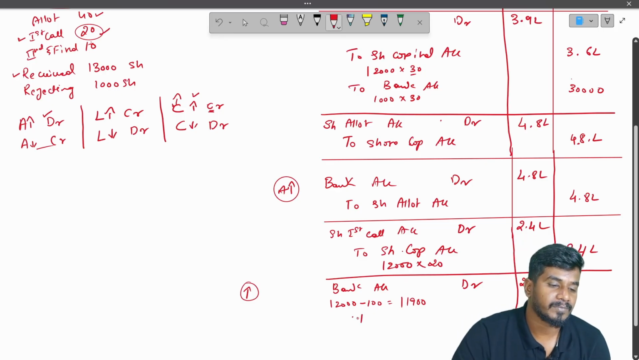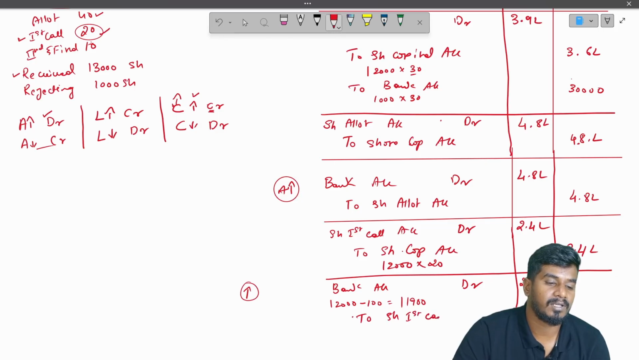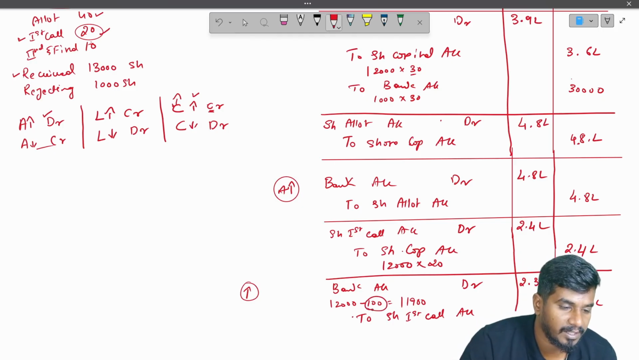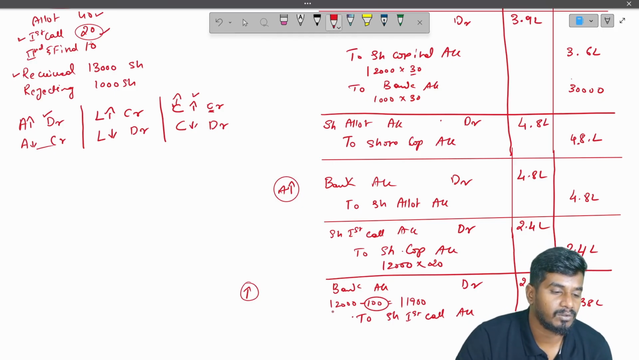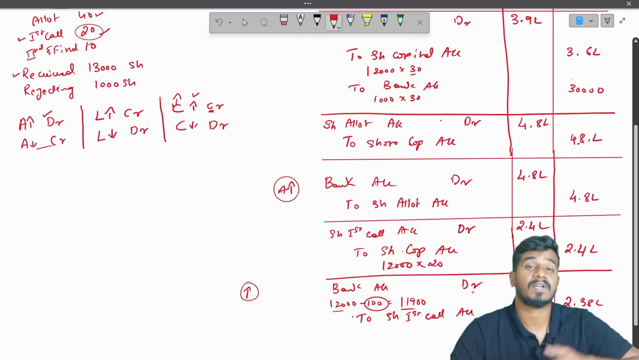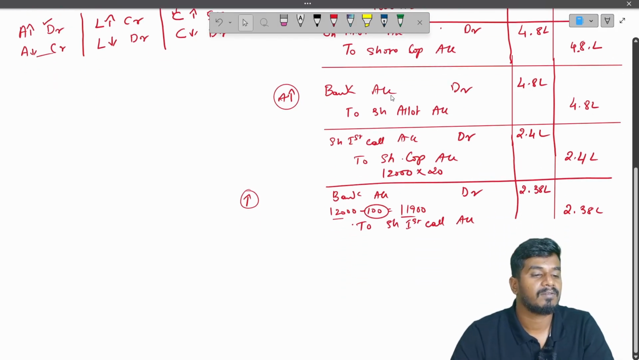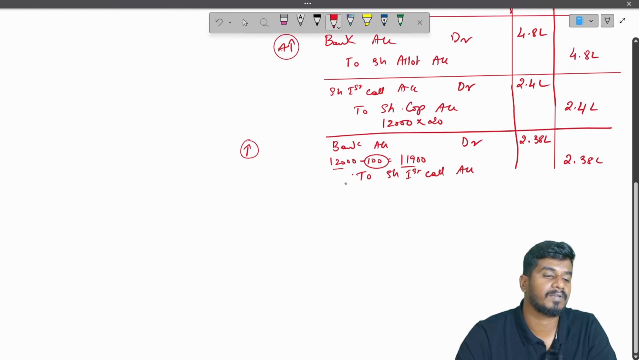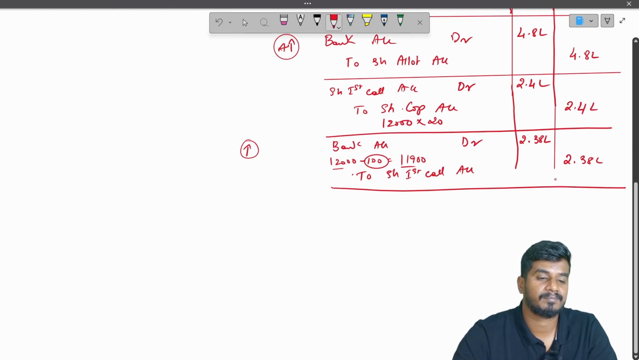We will credit it because liability is increasing. Share first call account, 2.38 lakh. Why are we not receiving the 100 shares' money? So we are minusing it, and the remaining 11,900 shares' money we transfer. We have already transferred it; just in the bank account, we are minusing it. Correct.